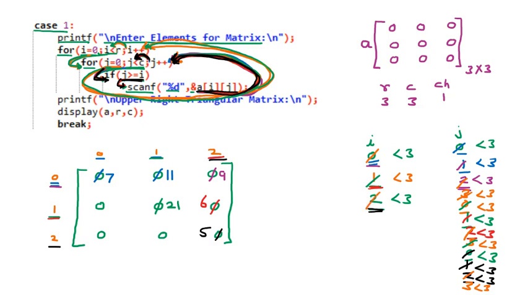Now i++, i is 3. Checking the condition: 3 less than 3? False. So all the loops are false, and they will come out directly to this part.